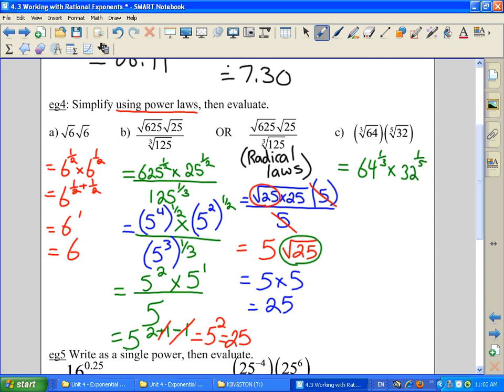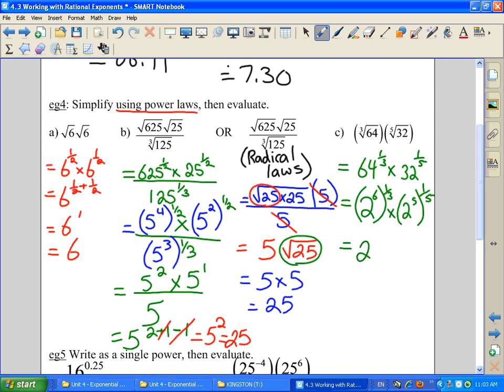We want to find out what base goes in evenly into 64 and 32, and you're going to find that it's base 2. So it's going to be 2 to the power of 6, that just equals the 64, and then that's still to the 1/3. And 32 is 2 to what power? It's 2 to the power of 5, and that's all raised to the 1/5.